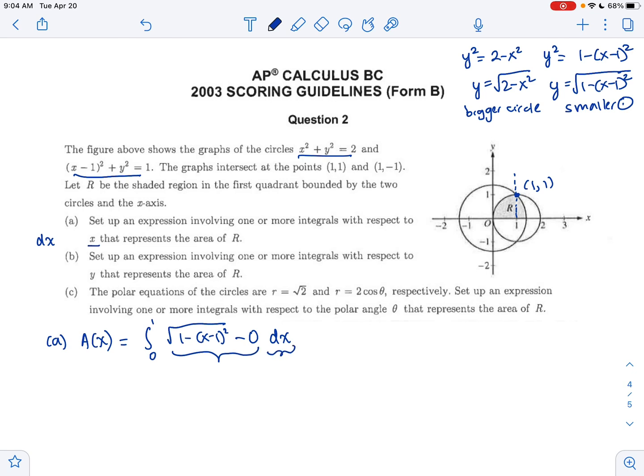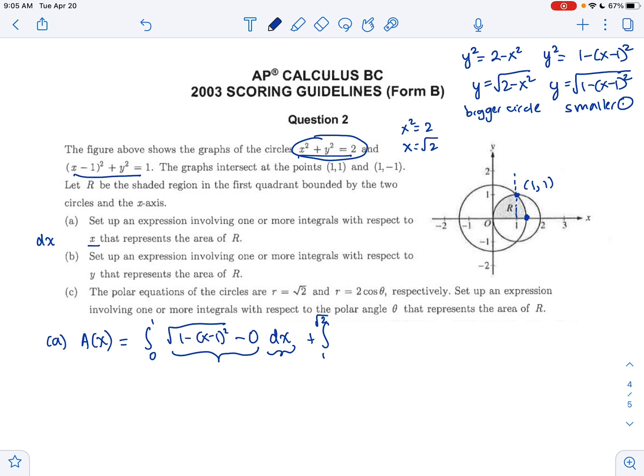We don't need a square because this represents your height, and then this is your width. It's a rectangle. And then secondly, we're going to do the area to the right of that, which is the bigger circle. And the bigger circle would be going from 1 to whatever x value this is. So to find that x value, that's the x-axis of the circle centered at 0. So if you plug in 0 for y, you get x squared equals 2, or x equals radical 2. So 1 to radical 2.